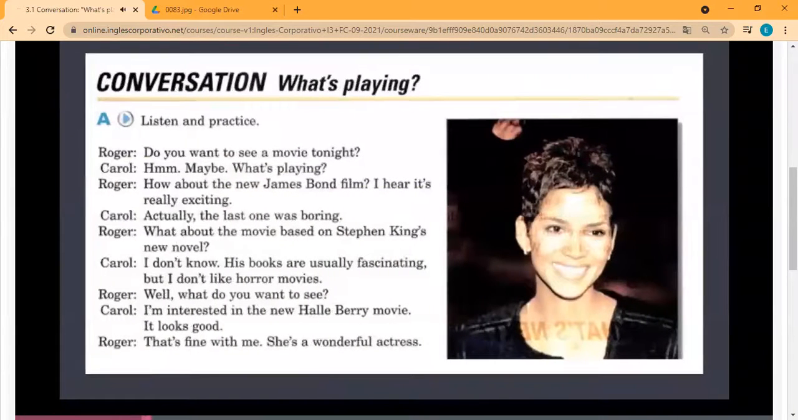What's playing? Part A, listen and practice. Do you want to see a movie tonight? Maybe. What's playing? How about the new James Bond film? I hear it's really exciting. Actually, the last one was boring. What about the movie based on Stephen King's new novel? I don't know. His books are usually fascinating, but I don't like horror movies. Well, what do you want to see? I'm interested in the new Halle Berry movie. It looks good. That's fine with me. She's a wonderful actress.